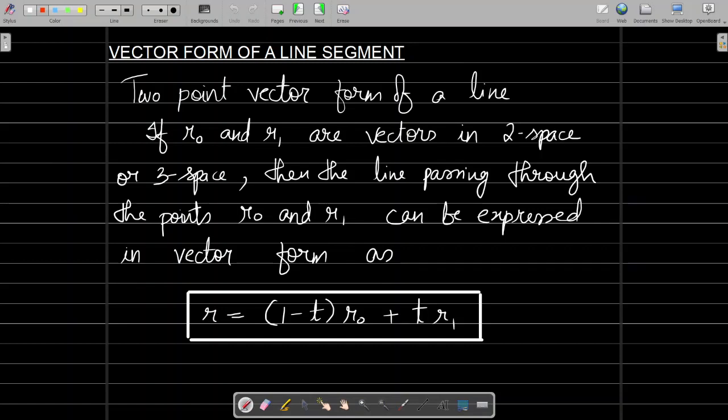Now moving on to the vector form of a line segment. Here we will be discussing the 2-point vector form of a line.